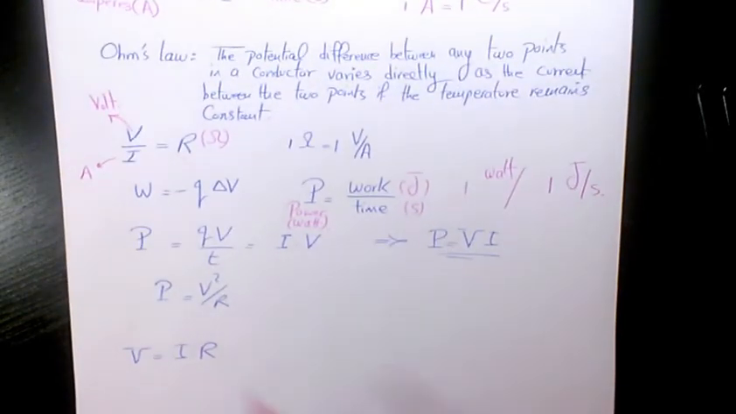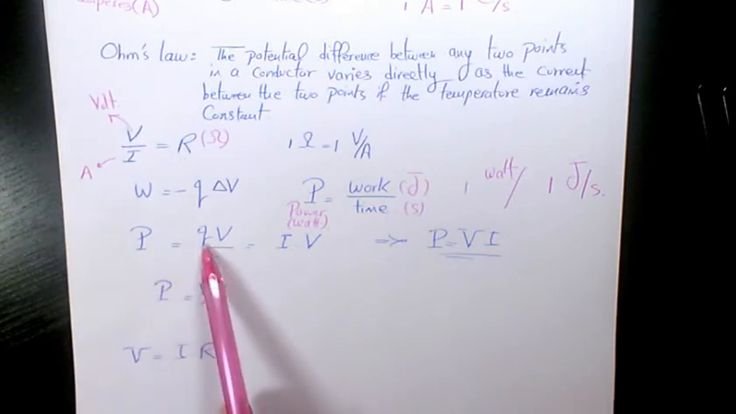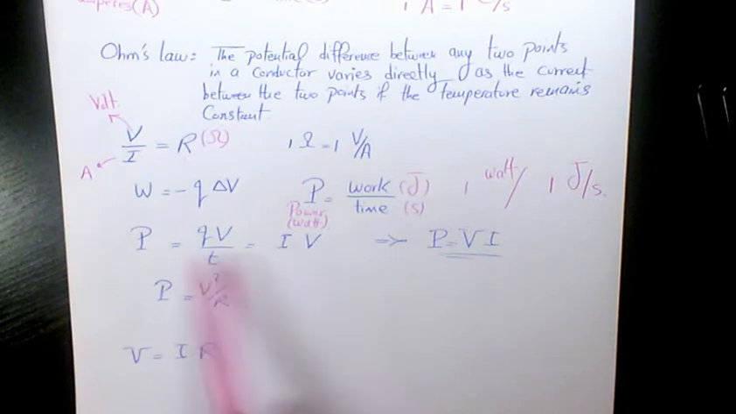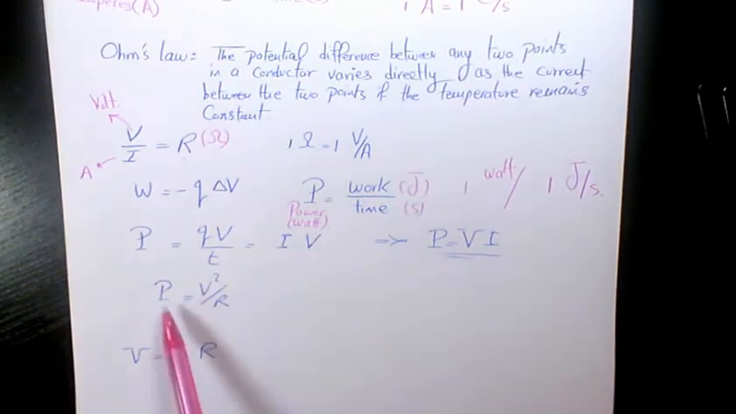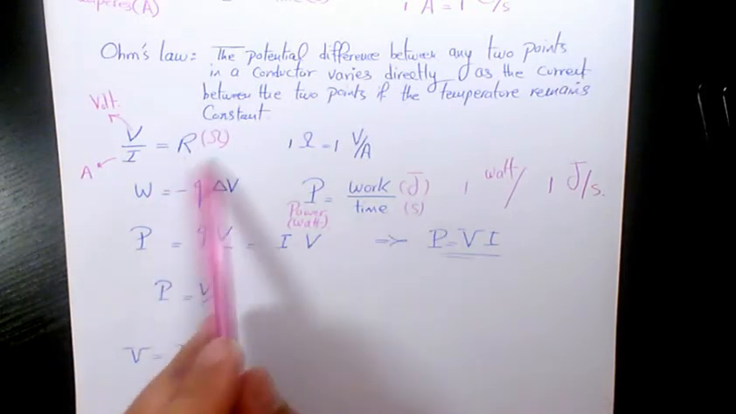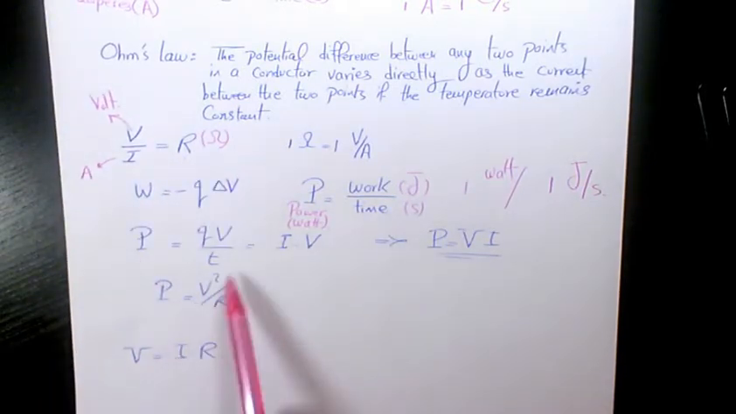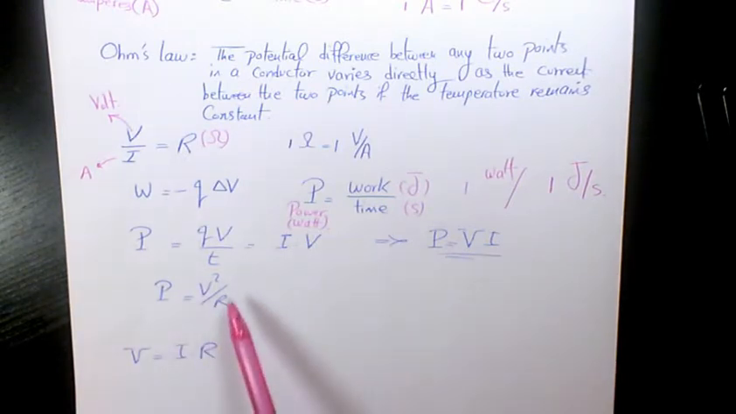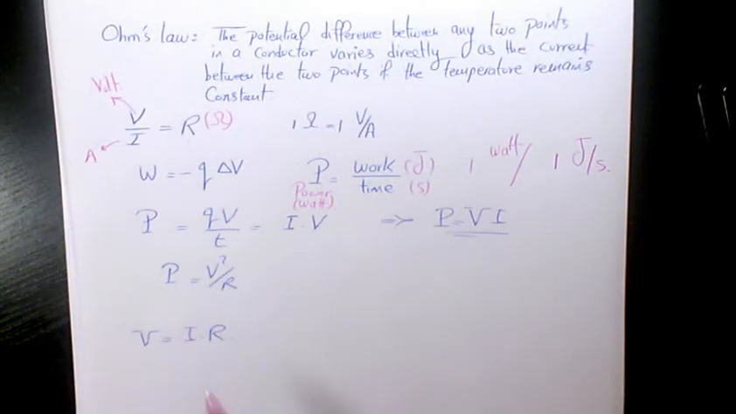And based on the formulas we have, we can convert them. P is going to be Q times V divided by time. Q divided by T is I, so P equals I times V, or VI. And if we use this formula, we can say P equals V squared divided by R. So we can use any of these two. And V is also equal to I times R.